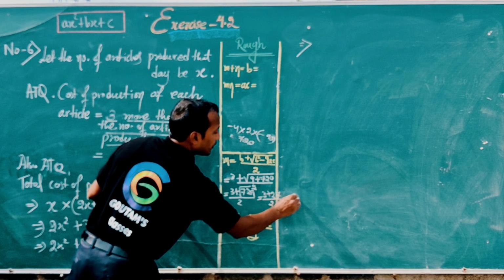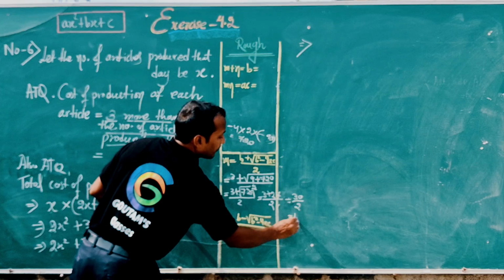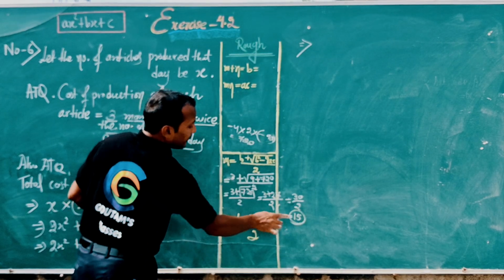So 27 plus 3 is 30. 30 by 2 is 15. So value of m is 15.